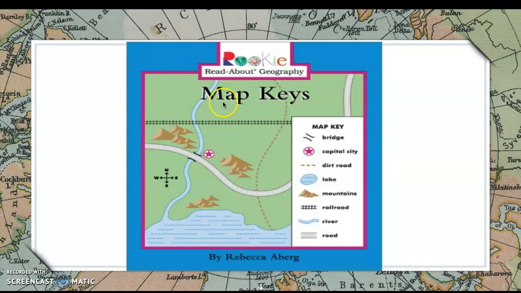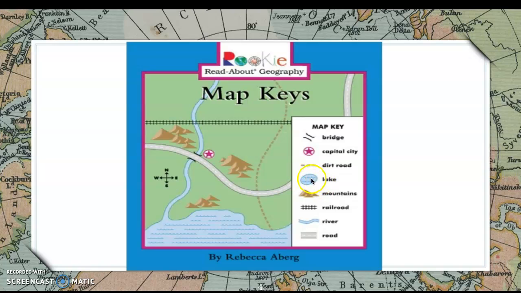So in this map key that we've got right here, you've got several different images going down through here under the map key, and it shows, for example, a picture of the bridge. So if I wanted to find the bridge on the map, I would look for this picture within the map. So I see it right here, and that's going over the road, which is pictured down here. The star means that's the capital city. So, for example, Nashville is the capital of Tennessee. Then we've got a dirt road, so that's the dotted lines in the map.